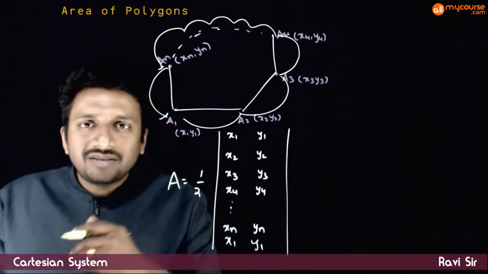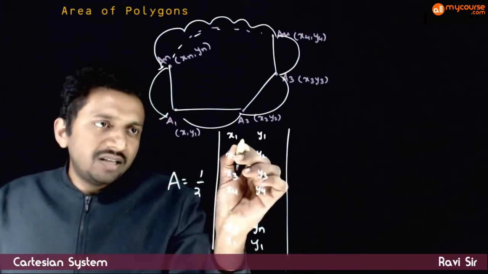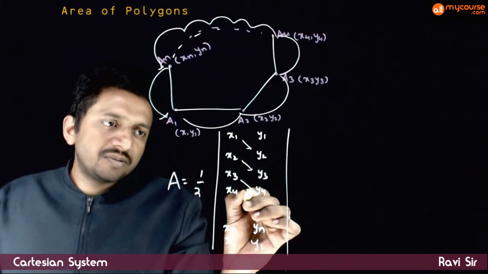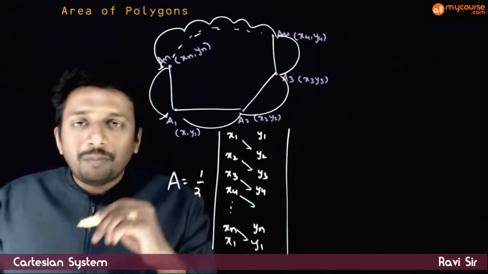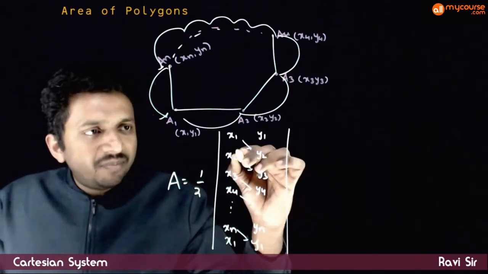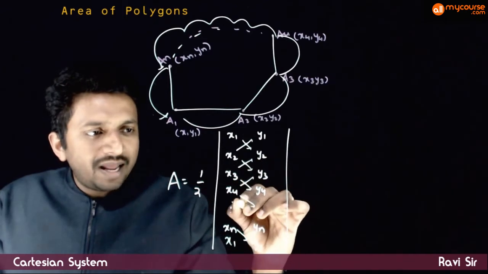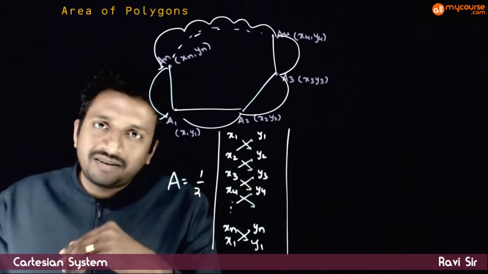Again, do the same process as we have done for triangle. That is, the downward arrows are to be multiplied and added. The upward arrows are to be multiplied and subtracted.